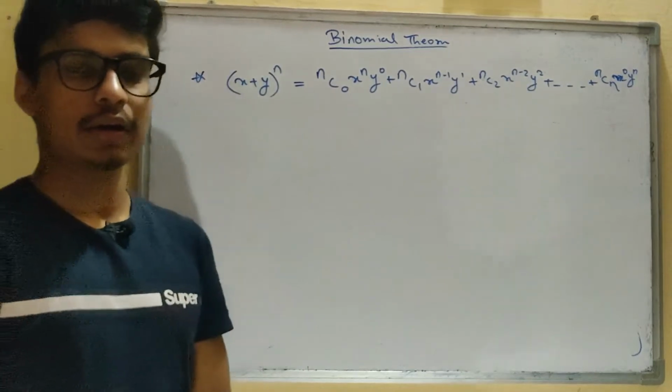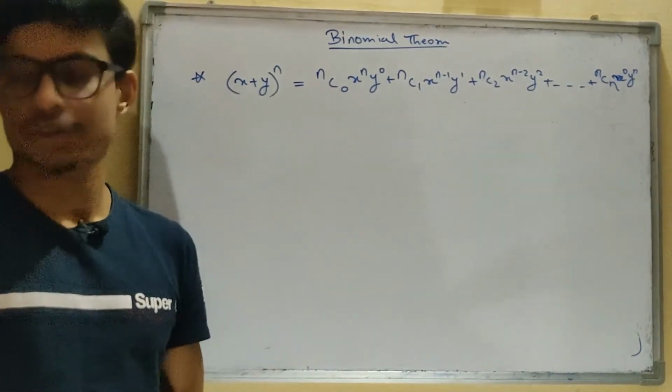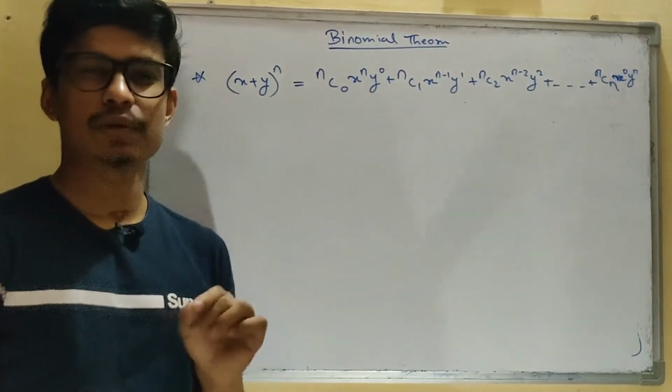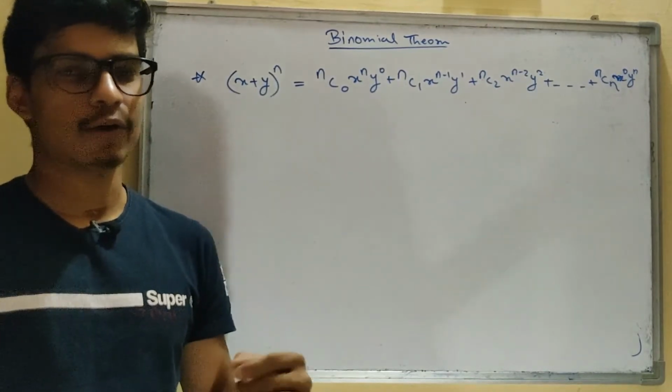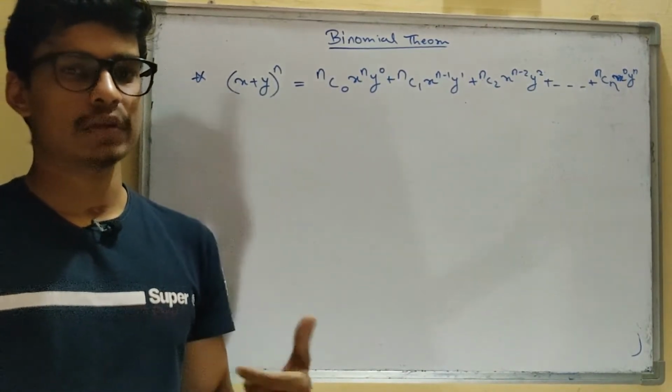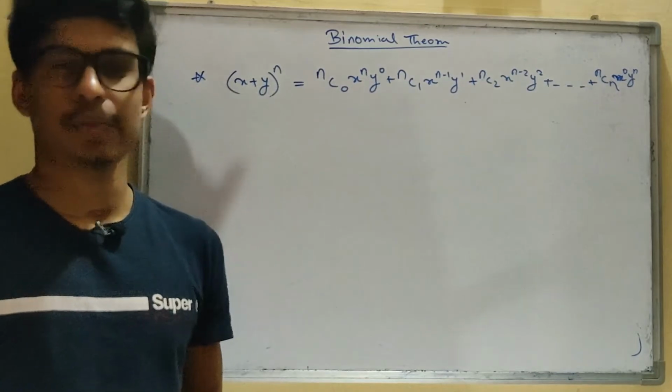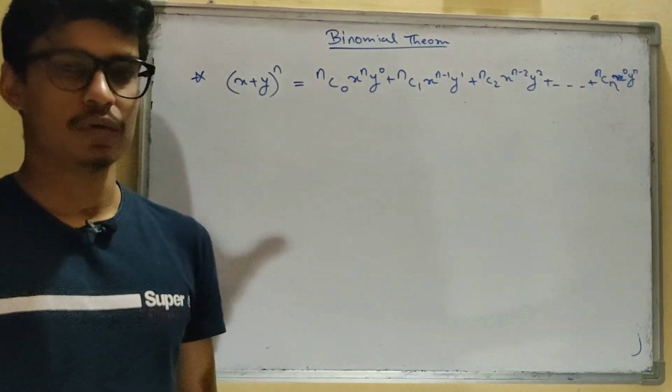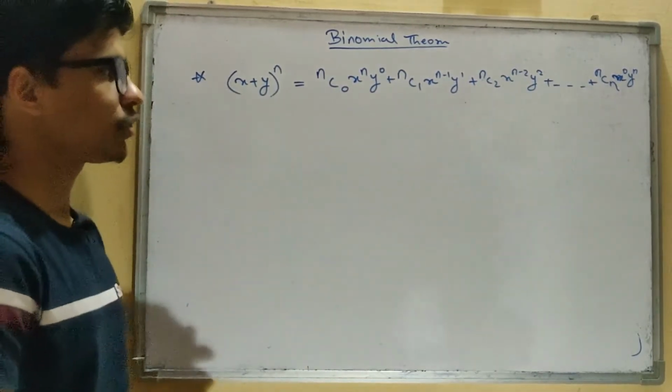And for generalization purposes, what you can do is take x plus y to the power 2. How many terms will be there? 3. So x plus y to the power 3, how many terms will be there? 3. Oh, sorry, 4. So the total number of terms is going to be n plus 1.